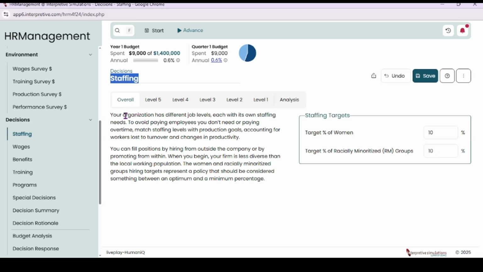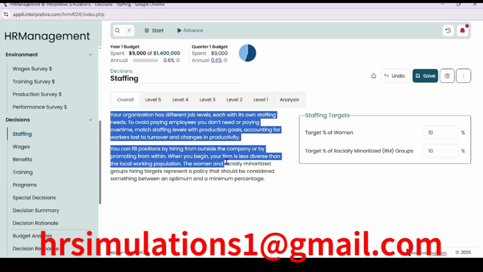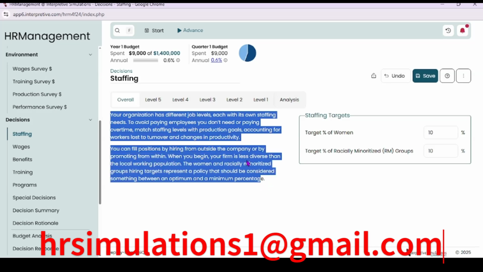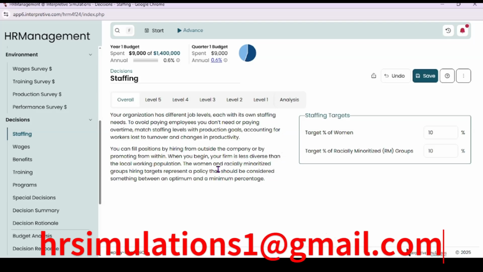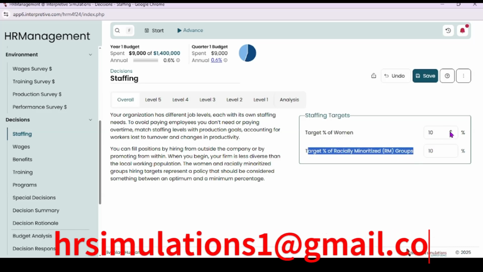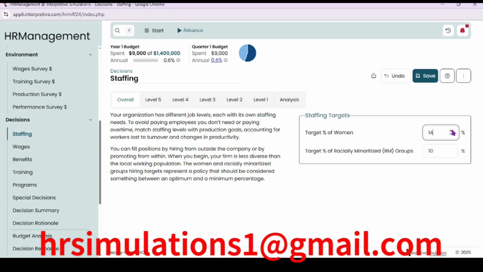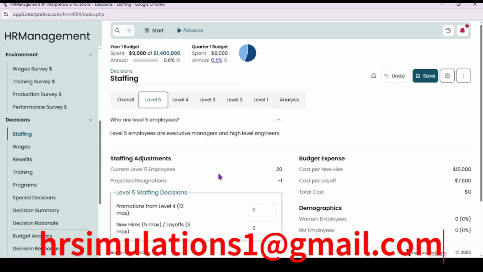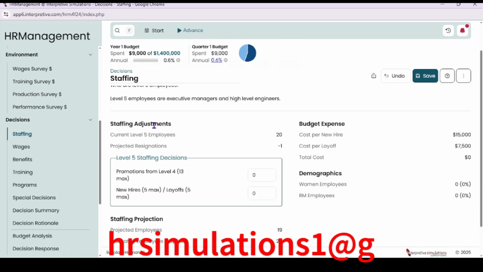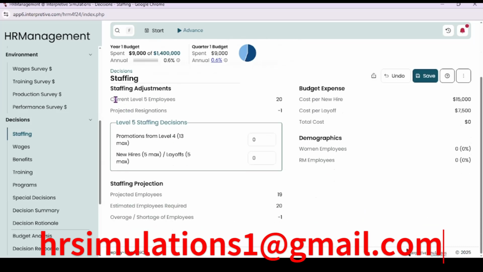You have the overall, so you can go through the overall, and we are being told that under this department we have different job levels. So you have level 1 up to level 5. It's good for you to fill the positions by hiring from outside the company, or you can also promote the workers from within. So for the target of women percentage and target of minorities, I shall just give it around 15% each.